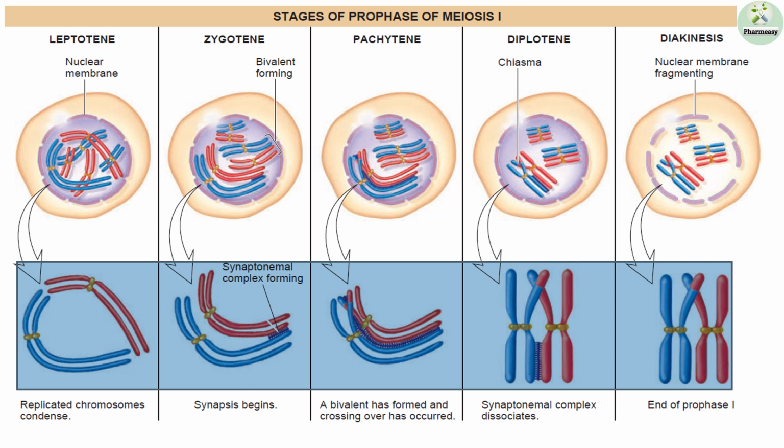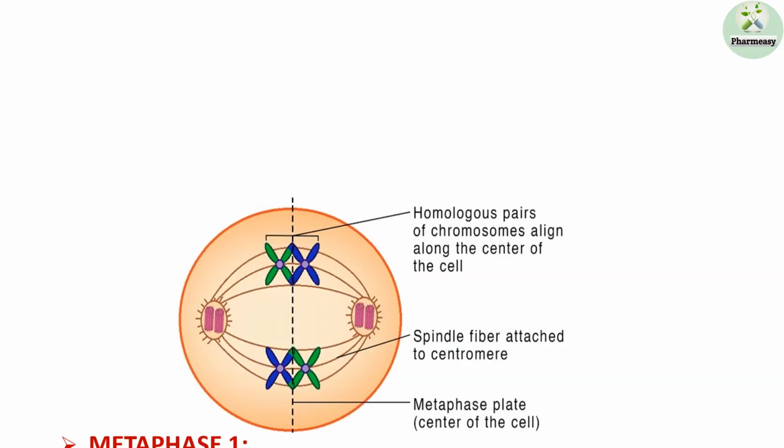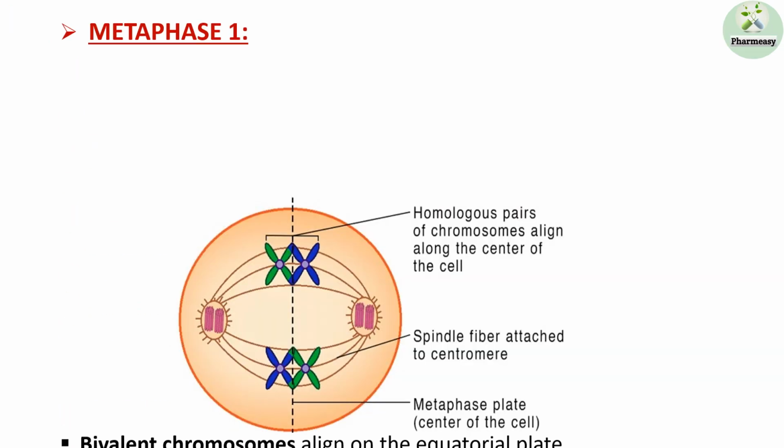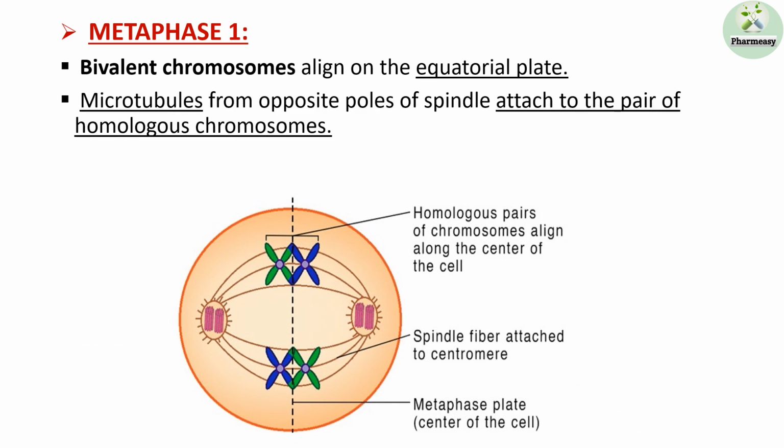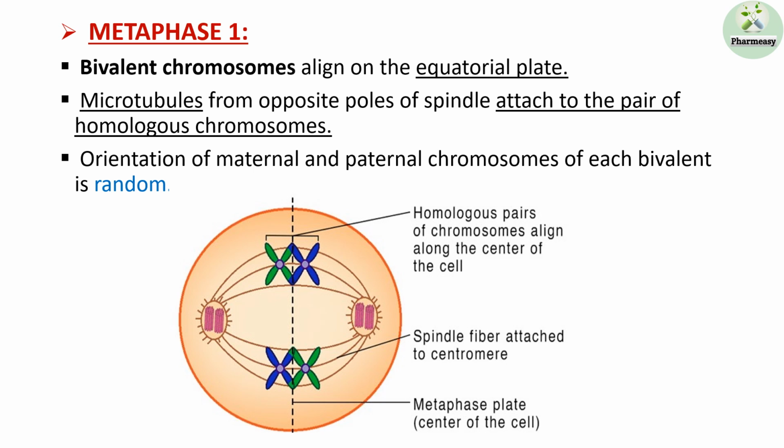Second phase of meiosis 1 is metaphase 1. According to this phase, bivalent chromosomes align on the equatorial plate. Microtubules from opposite poles of spindle fibers attach to the pair of homologous chromosomes as the below figure shows. And the orientation of maternal and paternal chromosomes of each bivalent is random.